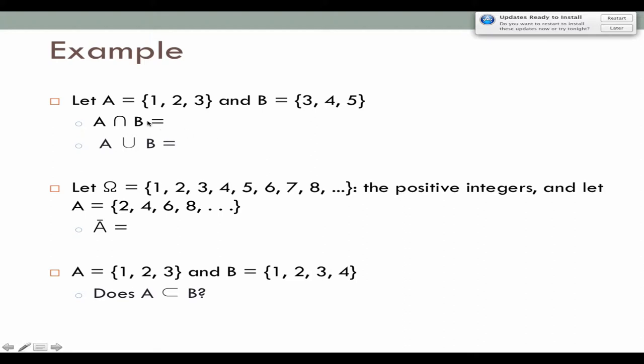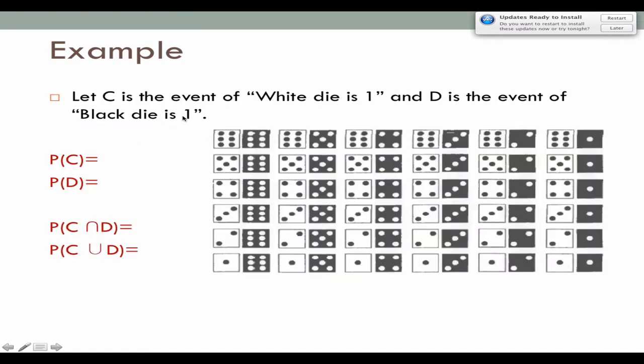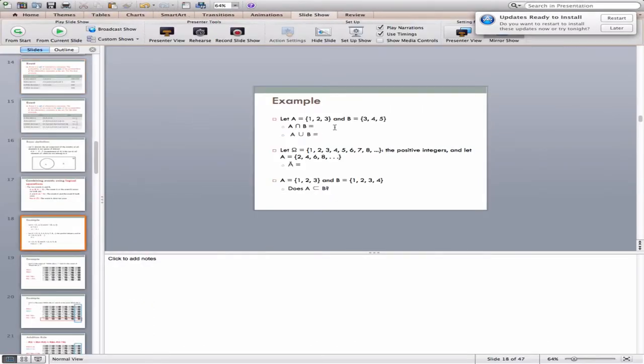So here's an example. Suppose A denotes the set 1, 2, 3, and B denotes the set 3, 4, 5. What's the intersection of A and B? 3. The overlap, the common one among those 2 sets. So A intersect B is 3, only 1 element. What's A union B? 1, 2, 3, 4, 5. There are 5 elements.